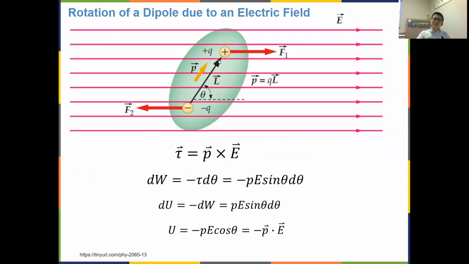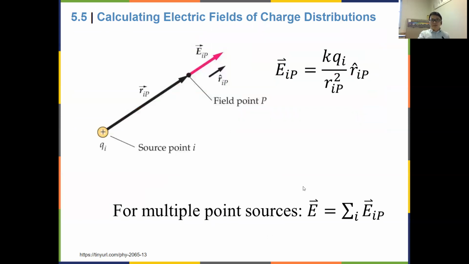Either way, they will experience a torque because there are two forces on the positive and negative charges pointing in opposite directions. So the torque is equal to the dipole cross E field. And the potential energy within this system is minus P dot E. So tau is P cross E, and U, the potential energy, is minus P dot E.